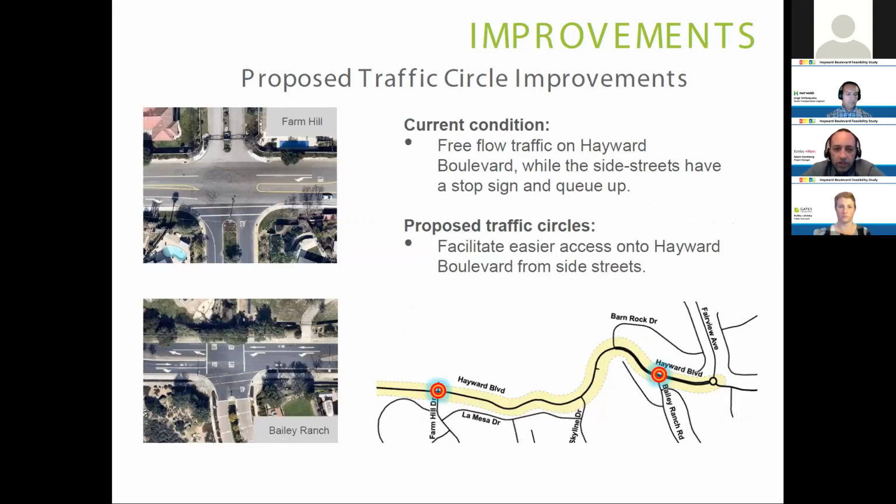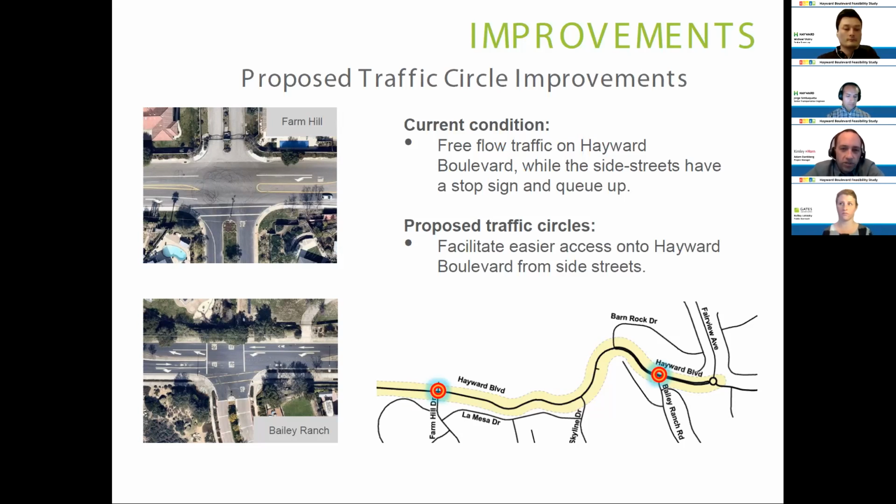Okay, so now, as I mentioned, one of the additional choices that we're really looking for some community input on is whether to provide traffic circles at, in particular, 2 locations, one at Farm Hill and one at Bailey Ranch. We picked these particular locations because there is a higher amount of side street traffic, so vehicles turning on or off of Farm Hill and Bailey Ranch. And there is available right-of-way in this area to place a traffic circle. Traffic circles can take up a little bit more room because we have to put that circle in the middle of the roadway. And so it can only be implemented in certain locations where there is that room available.